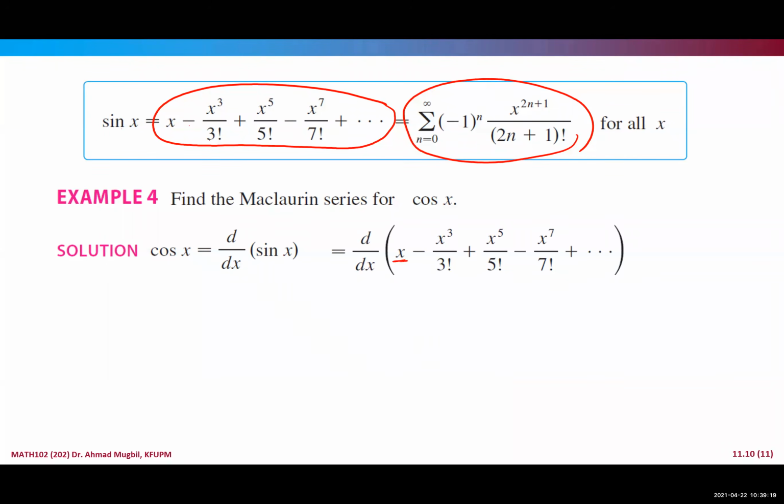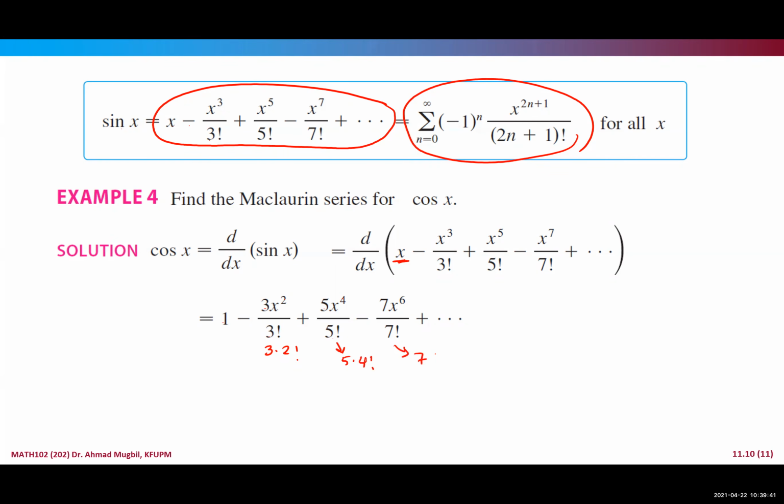So now the derivative of x is what? 1. The derivative of x to the power 3 is 3x to the power 2 over 3 factorial. 5x to the power 4 over 5 factorial. 7x to the power 6 over 7 factorial. Now you know that 3 factorial is 3 times 2 factorial, 5 factorial is 5 times 4 factorial, also 7 in general. So you can cancel this 7 with this 7, this 5 with this 5, this 3 with this 3. So you will have what in the denominator? 2 factorial, 4 factorial, 6 factorial. So you will have in the next step this.